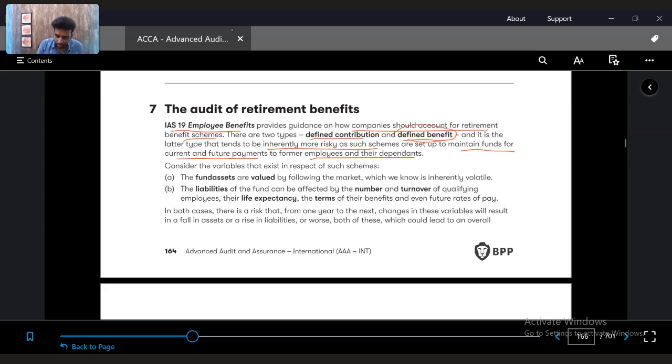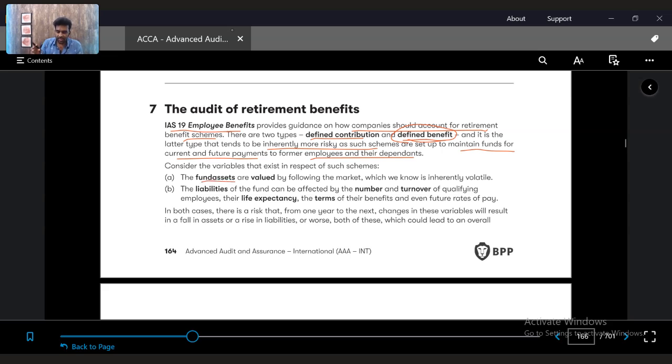Now, for a defined benefit plan, actuarial valuation is required, where actuarial work is a basis of statistics. They calculate using statistical analysis the employees' relative age span, the time period they might live up to, and based on that what the liability will be. All those actuarial calculations are involved in a defined benefit plan. Hence it becomes far more judgmental and riskier as well. There are certain variables that exist in such schemes, like the fund assets.